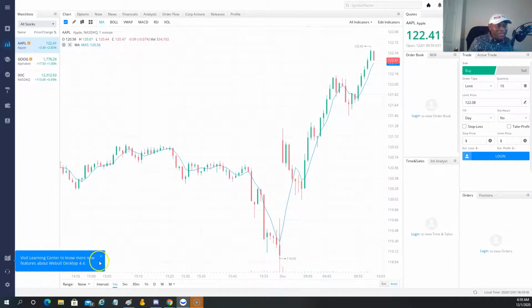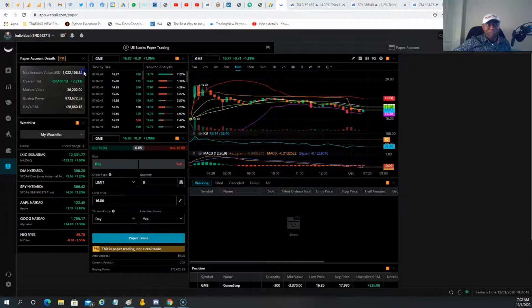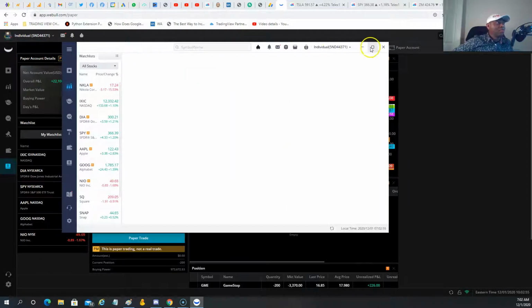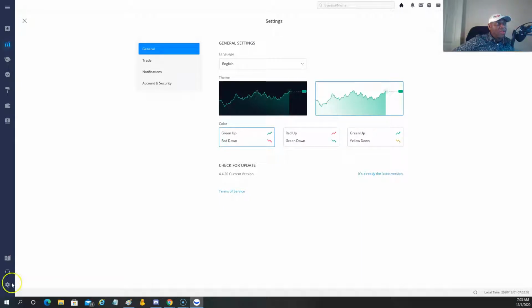All right, so visit Learning Center to know more about the features of Webull Desktop 4.4. I say 4.0, but it's Webull for the Desktop 4.4. Oh, silly me. So the first thing that I would like to do here, well, login. I don't think that I'm logged in. Oh my goodness, look at this, fancy. Close it. All right. Okay, so here's my Webull Desktop. And for whatever reason, it's behaving the way that it wants to behave.